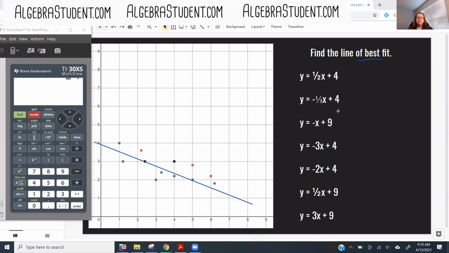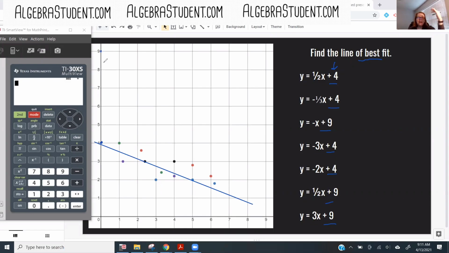Then notice over here that all of these choices have very limited y-intercepts. Remember that that's the number at the end of the equation when it's in slope-intercept form. So that y-intercept has to be 4 or 9 based on the choices here, and that's it. So either our line of best fit runs through (0, 4), or it runs through (0, 9).